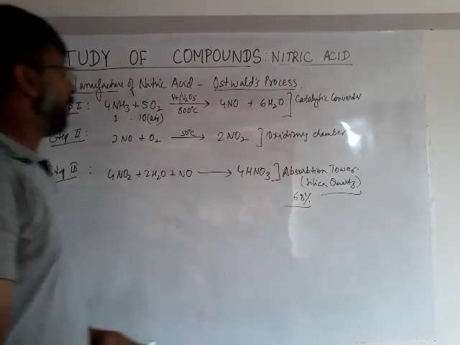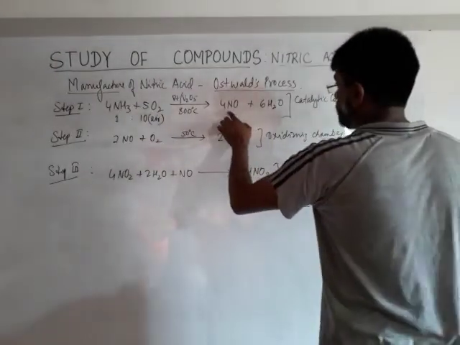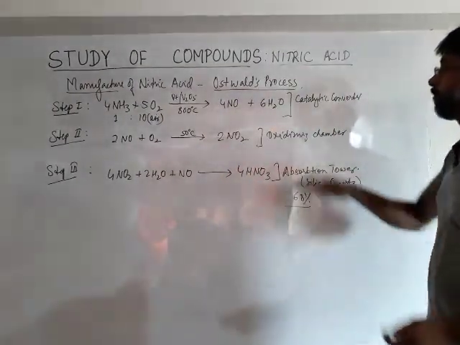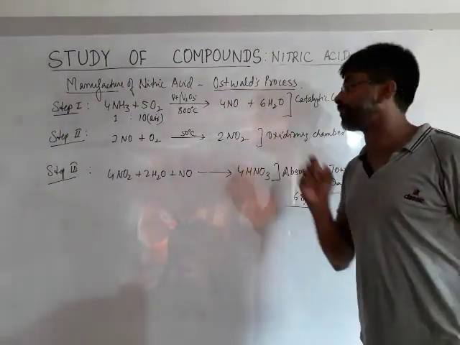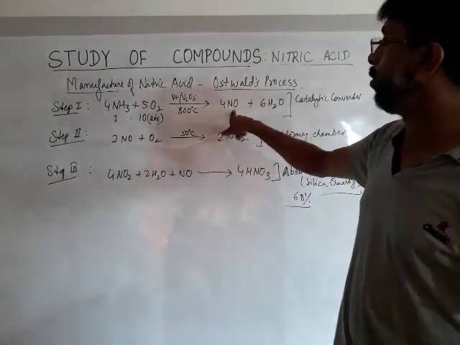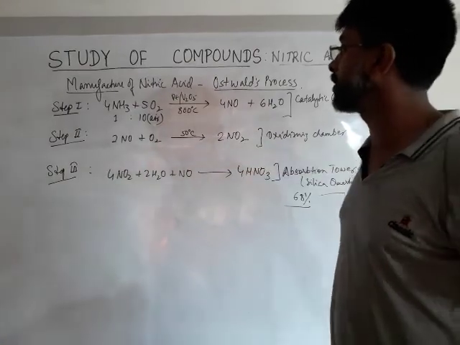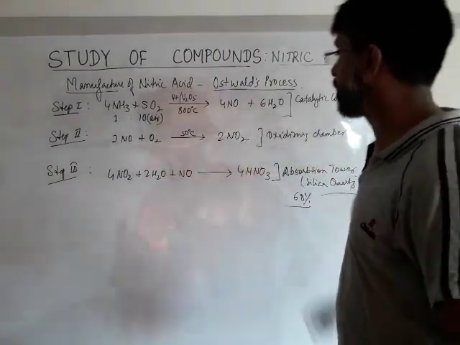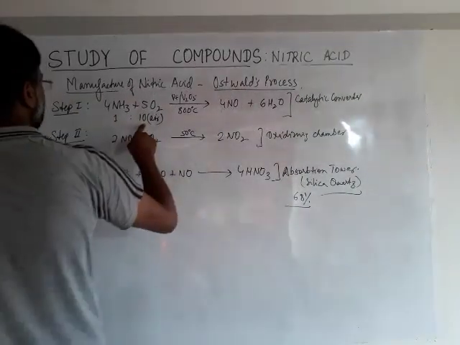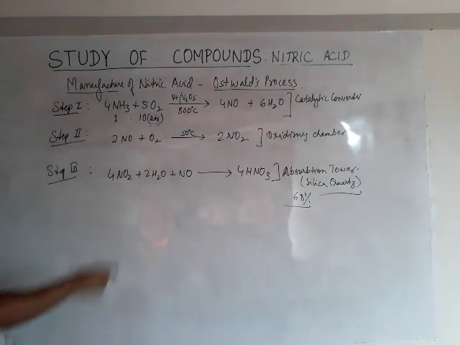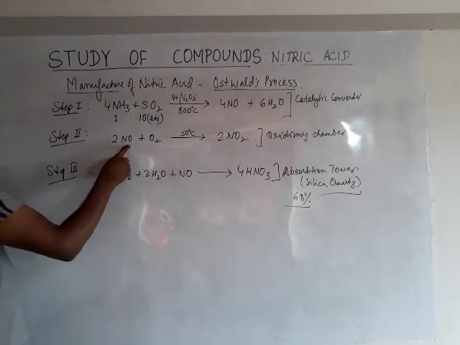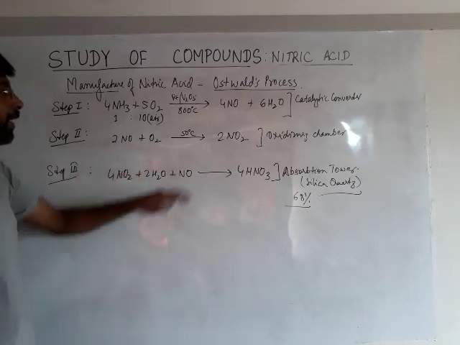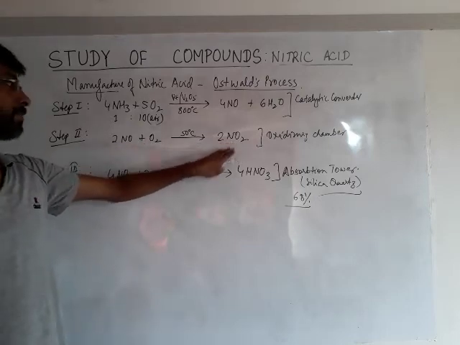Now, the gas nitrogen monoxide is separated from the water vapor and it is cooled down. The gases are sent to cooling pipes where the temperature is lowered from 800 to 50 degrees Celsius, and in this oxidizing chamber, oxygen is still there because we have taken 10 volumes of air. So in the oxidizing chamber, nitrogen monoxide combines with oxygen gas to form reddish brown colored nitrogen dioxide gas.